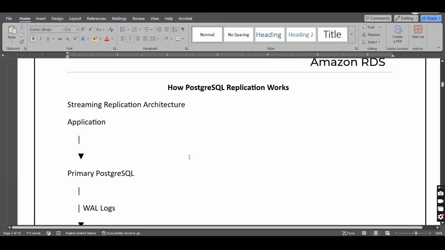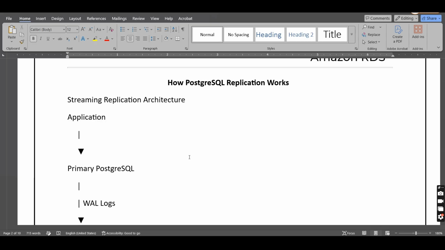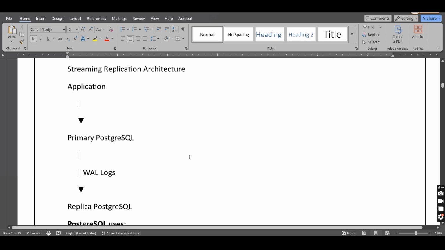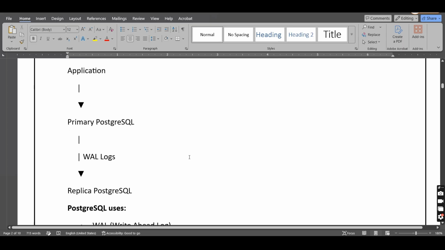And here we will see how the Postgres replication works. Starting with the replication architecture. First of all, you have your application. Then you have your primary SQL database. Then the WAL log files are being generated inside the SQL servers.